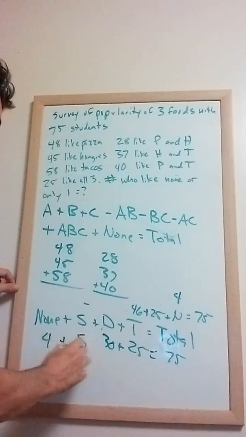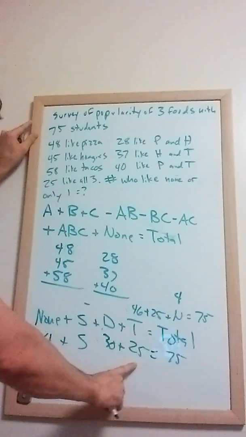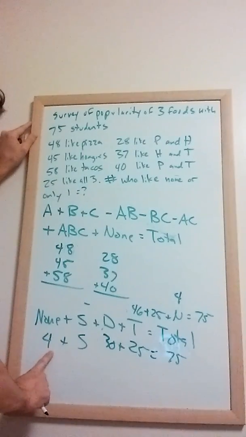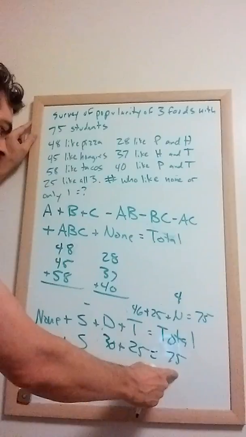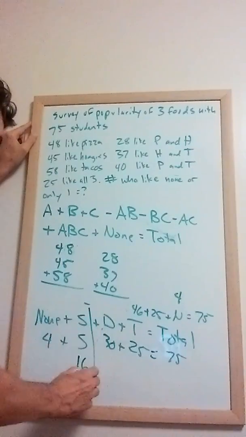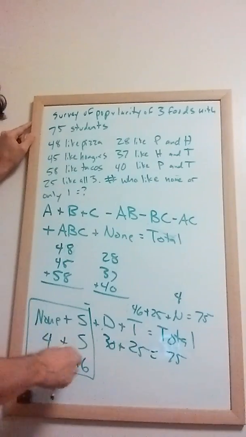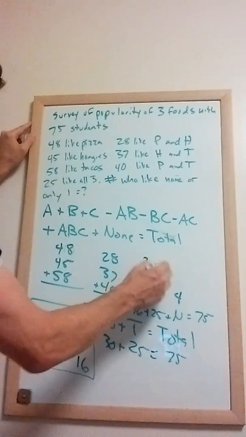And the number of singles is, I don't know what that is, okay? So if I add 30 and 25, I get 55, plus 4 is 59. Subtract that from 75, and now I know that the singles is 16, okay? And the question is, how many people like none or exactly 1? So 4 plus 16 is 20, same answer as before.